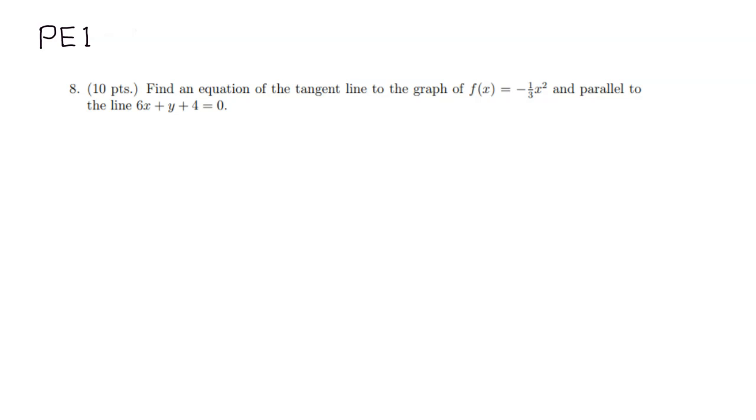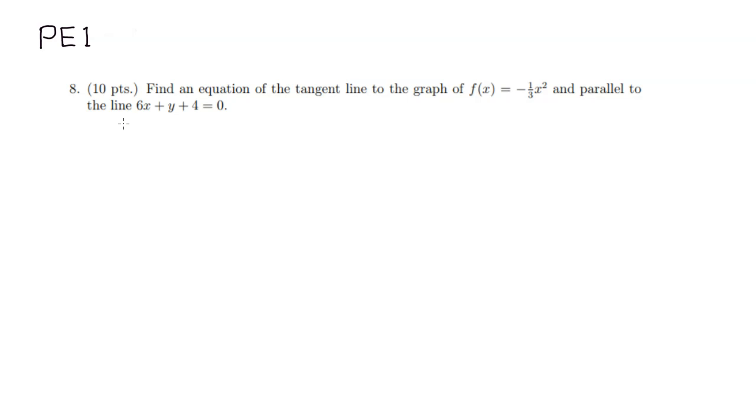All right, let's look at practice exam 1, problem number 8. We want to find an equation of the tangent line to the graph of f given here, and also parallel to the line 6x plus y plus 4 equals 0.